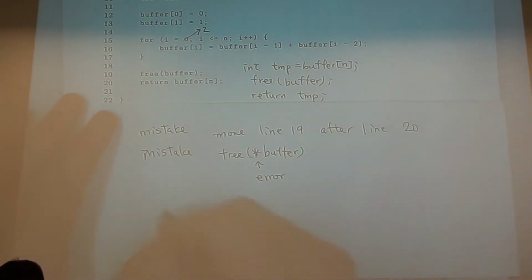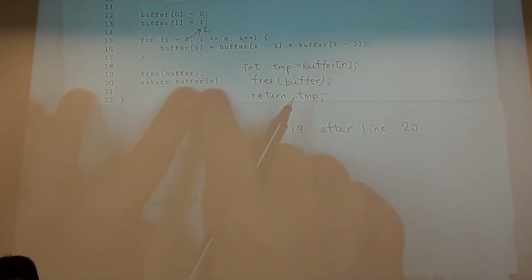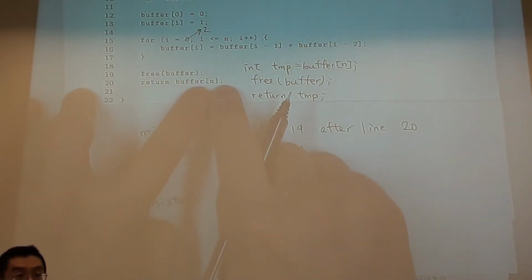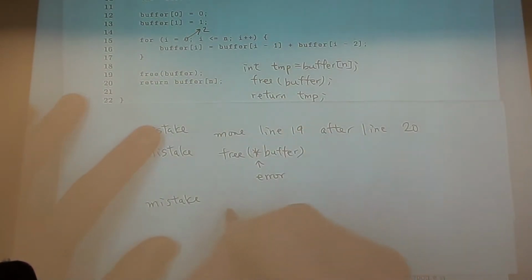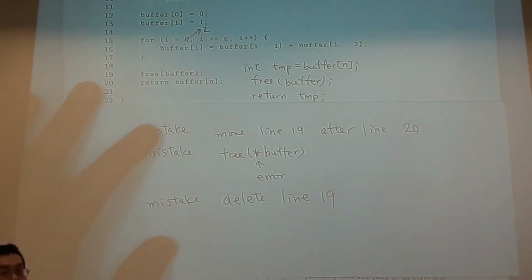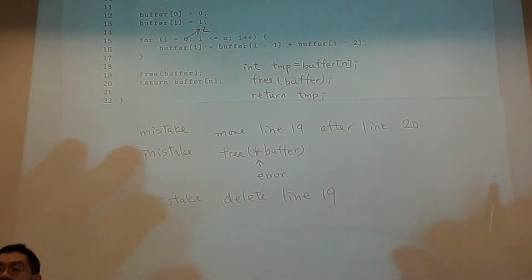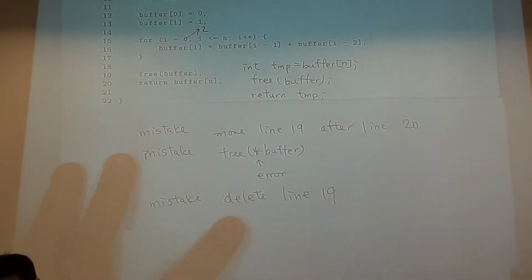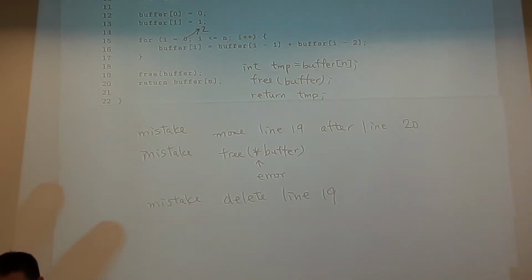Then a few people also did that. They say, okay, I understand if I free here, I cannot return. So they simply say delete line 19. So what's wrong with that? Memory leak. Why? Didn't free the buffer.